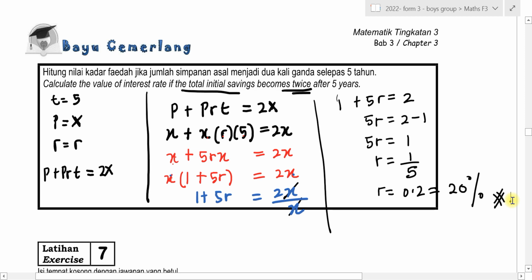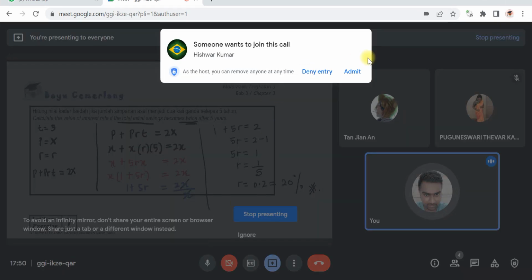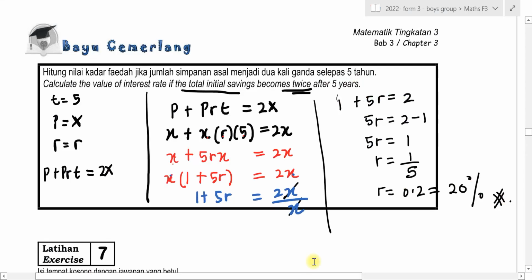Siapa cakap tak boleh solve? This question look like little bit crazy, but really test your maths knowledge here. Okay, if you factorize that one and then you cancel the x ready, then you can solve for the r. That's the key point here. Okay or not? Can understand? Can lah, sir. Okay. Right. Next.